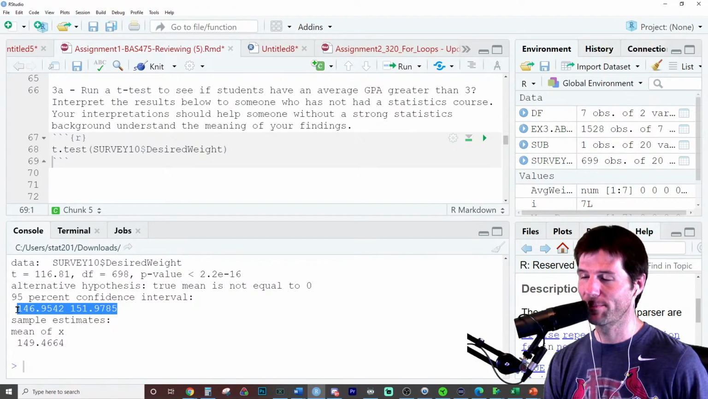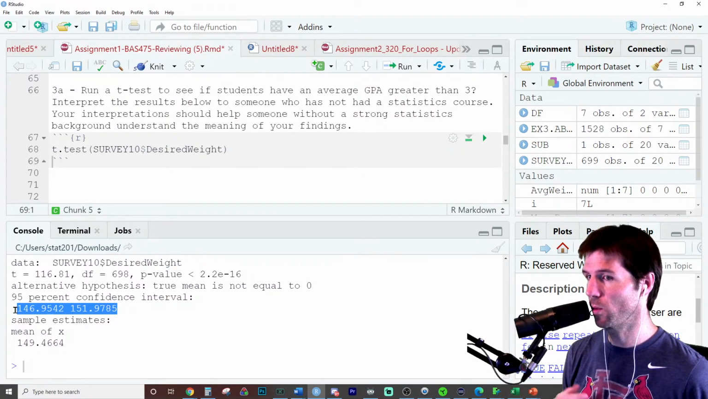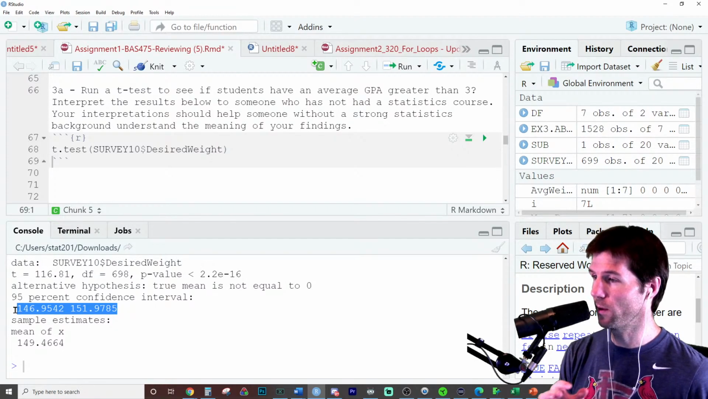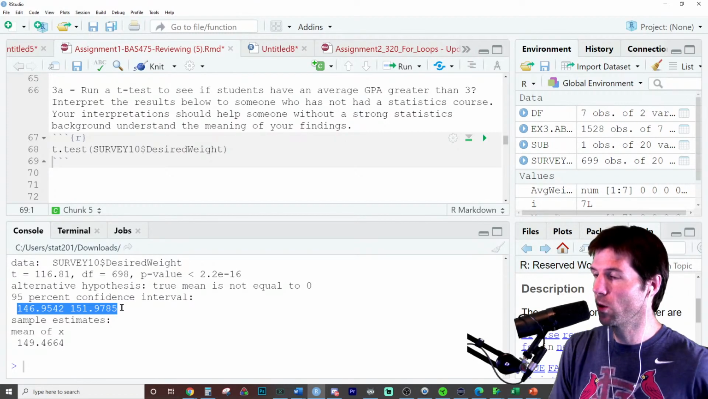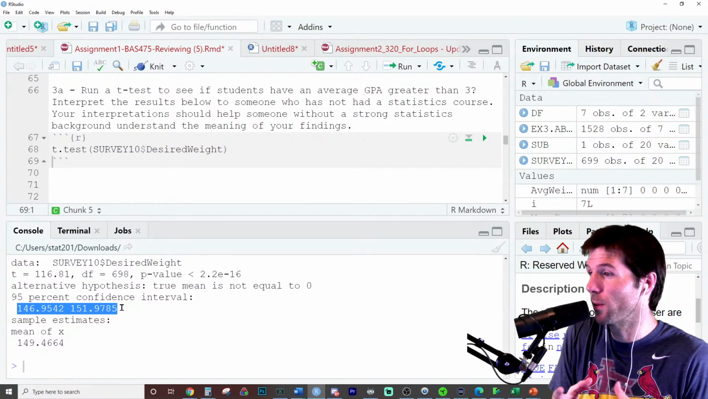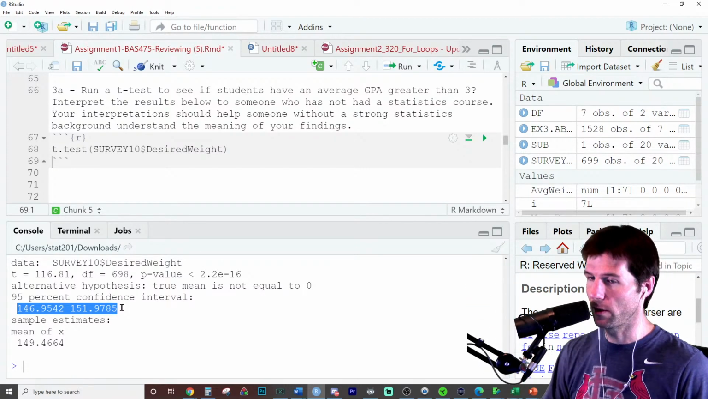Does that make sense to say, I'm 95% confident that the true weight people want to have is between 147 and 152? I'm just rounding it to make it a little bit nicer. Because we're taking from the sample what we saw to make a guess about all students. So this is our confidence for all students.